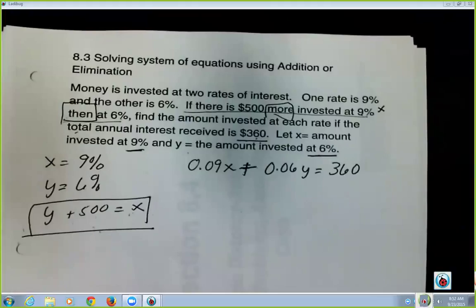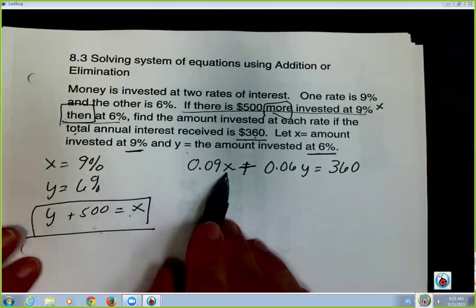We kick graphing out. So substitution? Yes, we think? Or you want to use what we did today? You guys choose. That doesn't really make a difference to me. Substitution? Okay.